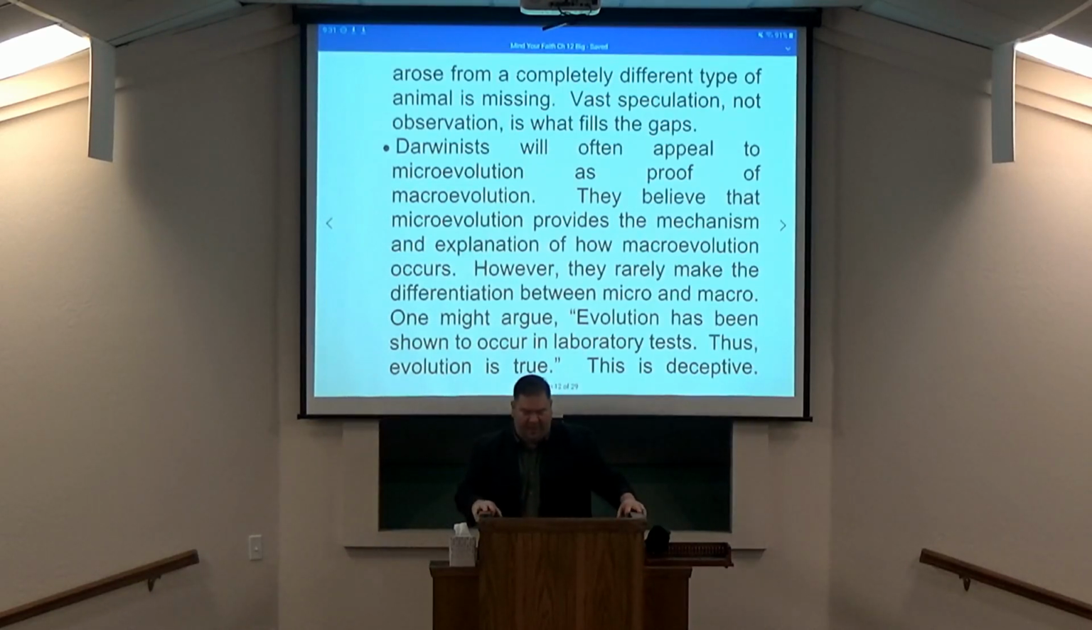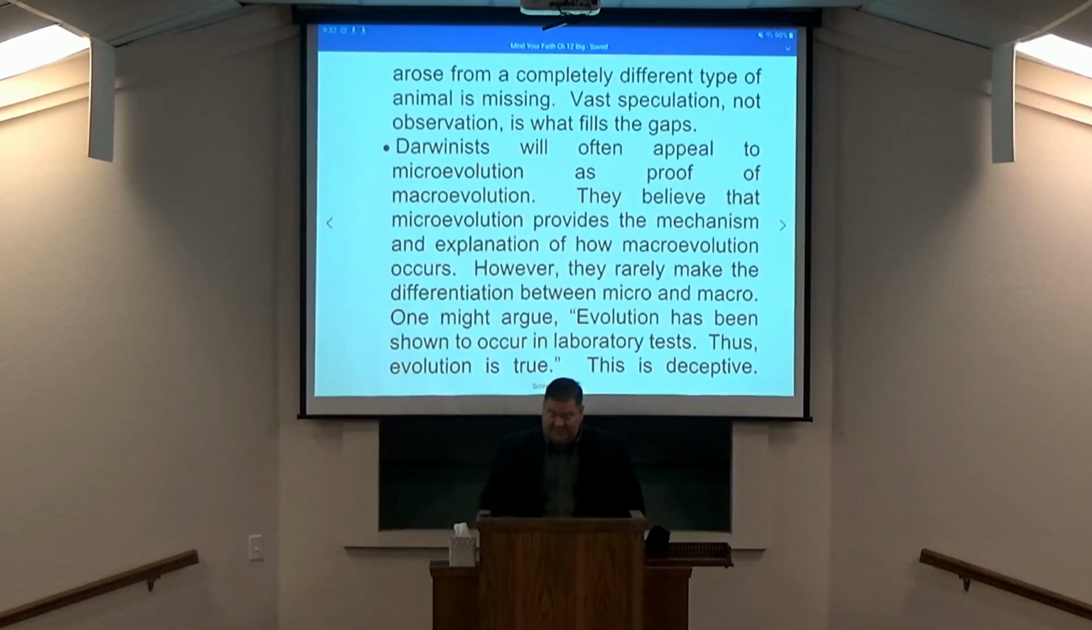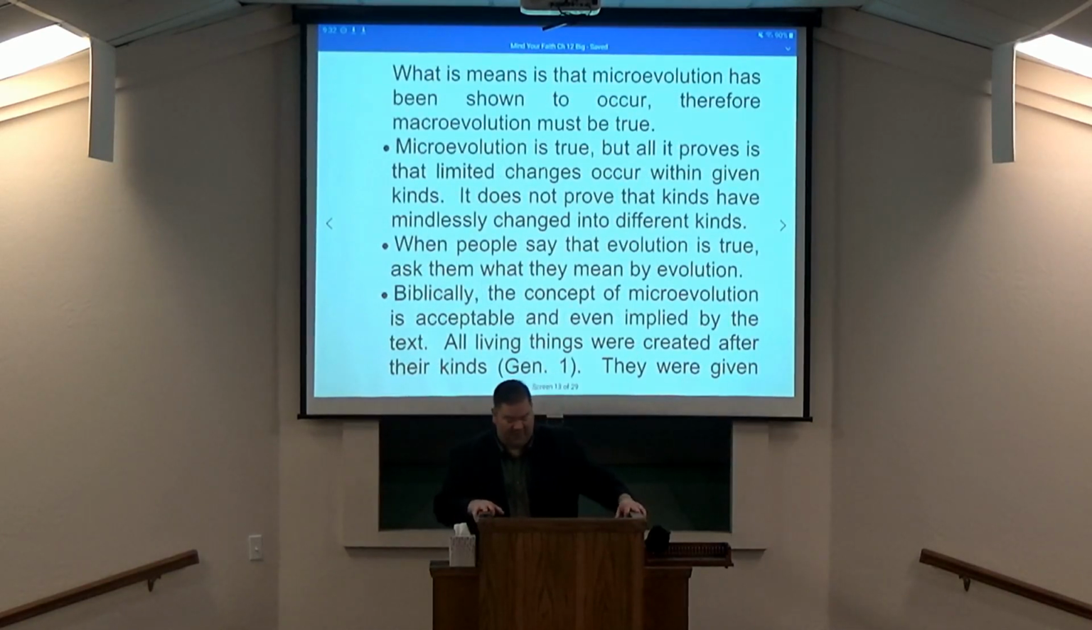Darwinists will often appeal to microevolution as proof of macroevolution. They believe that microevolution provides the mechanism and explanation of how macroevolution occurs. However, they rarely make the differentiation between micro and macro. And this is why, when they say evolution is fact, I can understand the basis upon which they're saying that. Variation within a species is fact. You have breeds. However, one might argue evolution has been shown to occur in laboratory tests, thus evolution is true. This is deceptive. What it means is that microevolution has been shown to occur, therefore macroevolution must be true.